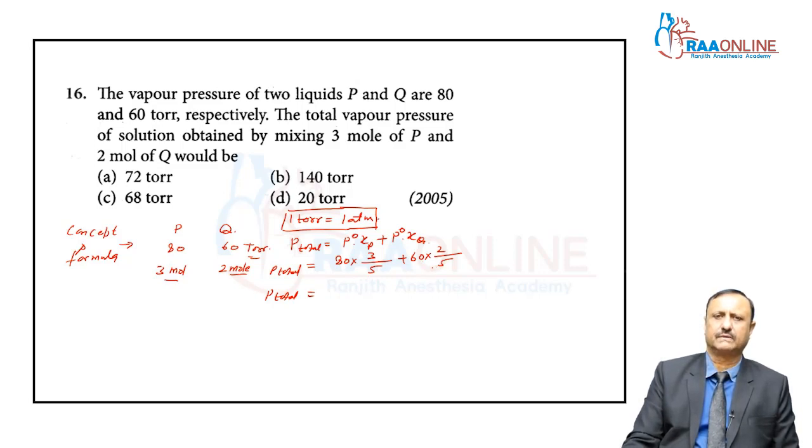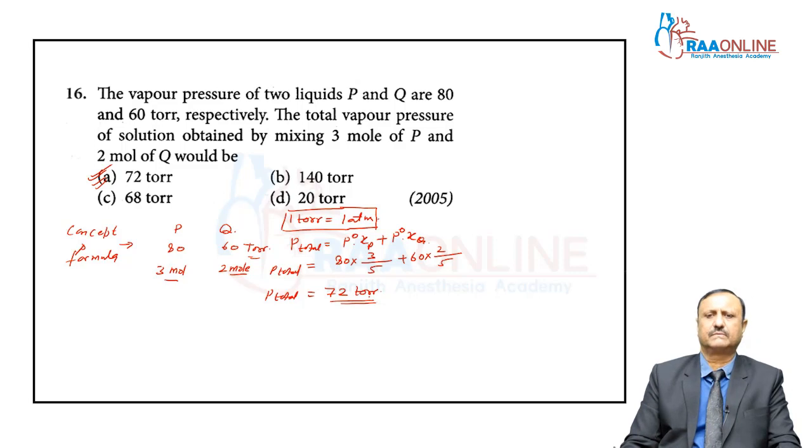Then, my dear students, you can solve this question and you can get the P total. And what is the P total, my dear students? That is 72 torr. So, your answer is A. Question number 16, answer is A, 72 torr.